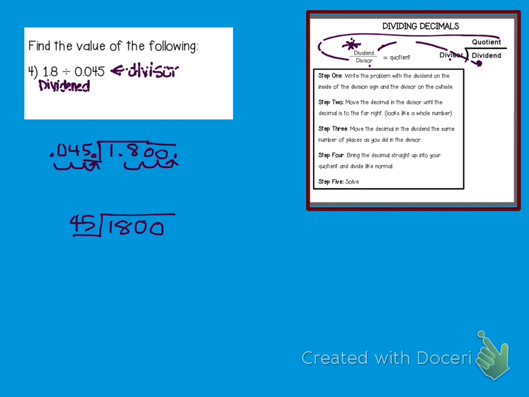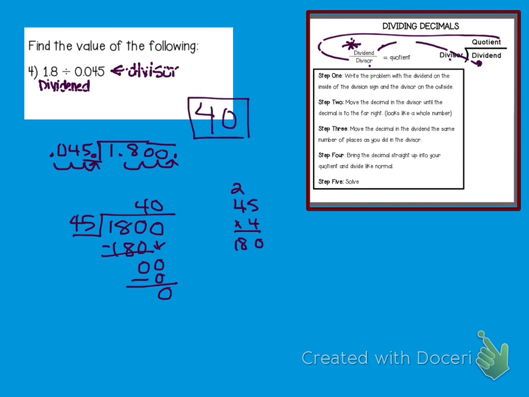And so we're going to go off to the side. 45 times, go with 4. 4 times 5 is 20. 4 times 4 is 16, plus 2 is 18. Okay, so it goes in 4 times, minus 180, 0 left over. Bring down your 0. 45 goes in 0, 0 times. Okay, so your answer is 40. Okay, I'm actually going to stop the video here, and then we're going to continue on with the short second video for the last 2 problems.